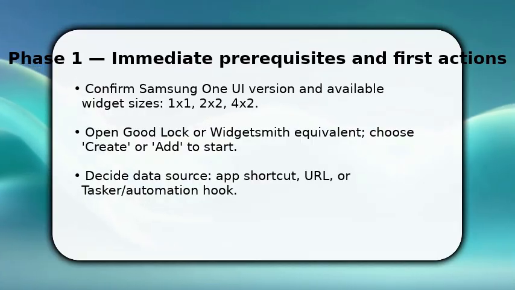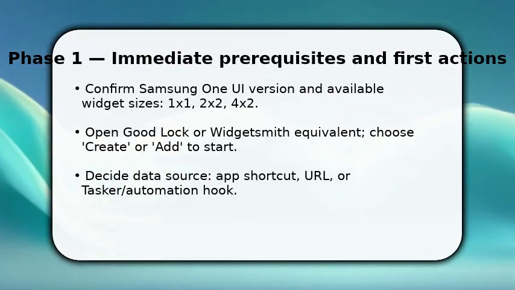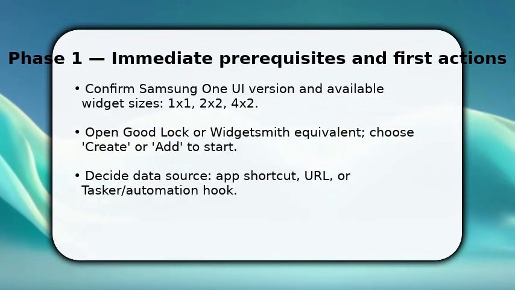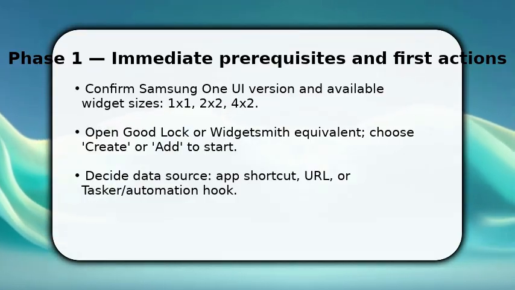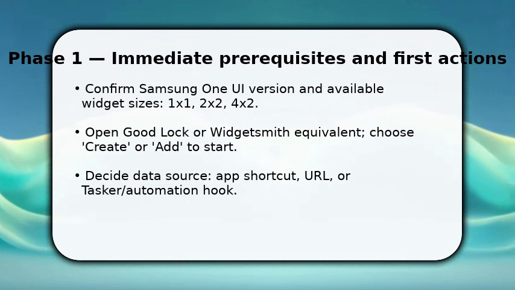Choose a data source now, an app shortcut, a URL, or an automation feed from Tasker. Once you select the source, make sure to name the widget and pick the size. This avoids rework later and keeps alignment consistent.